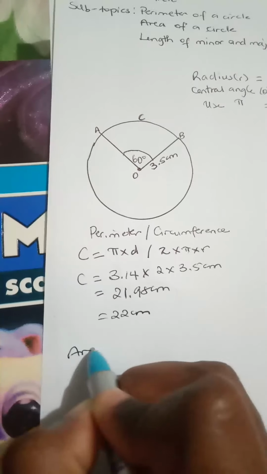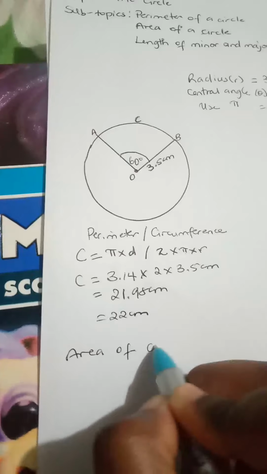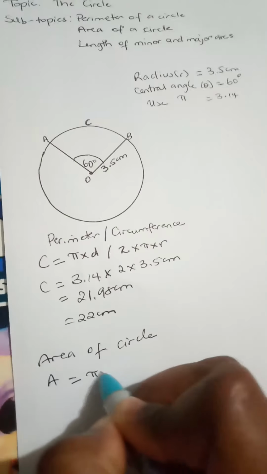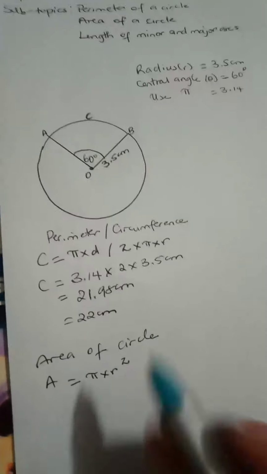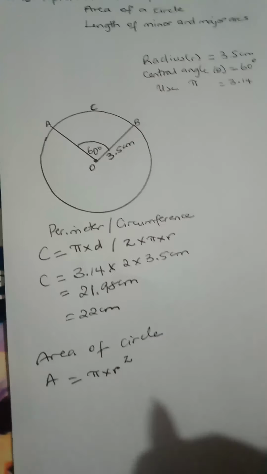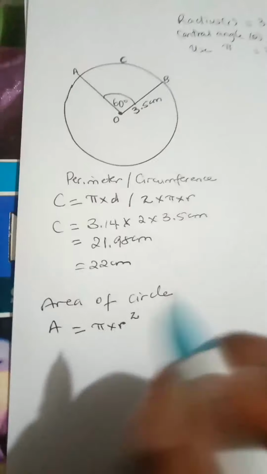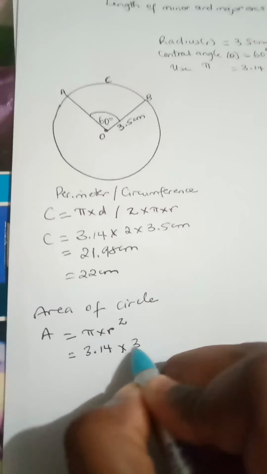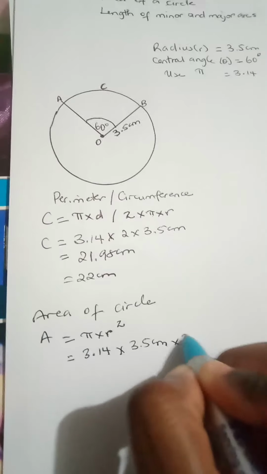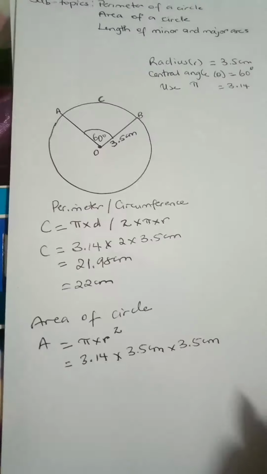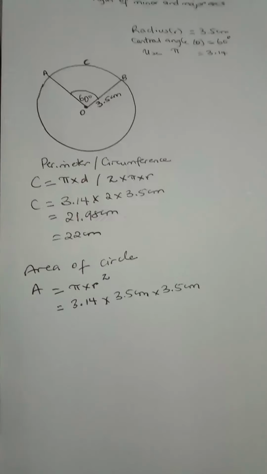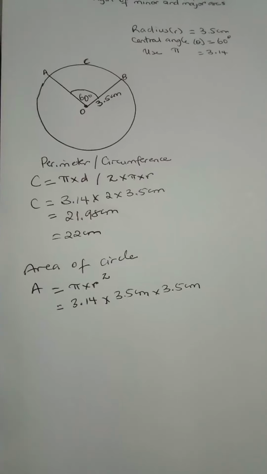Now for the area of the circle, we're going to use the formula pi times radius squared. Now we know that when we square a number, we multiply it by itself, right? So in this case, we're going to multiply 3.14 times 3.5 centimeters times 3.5 centimeters. Alright, so let's work that out and see what we get. So it's 3.14 multiplied by 3.5 multiplied by 3.5.